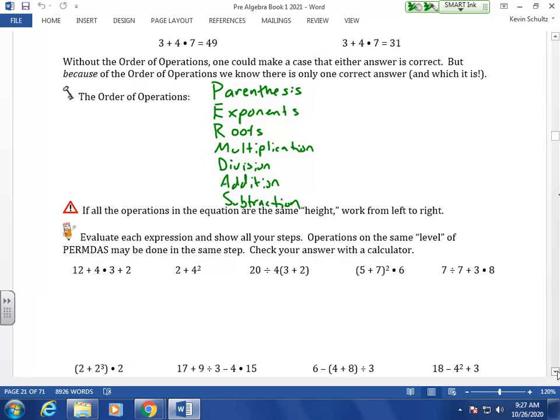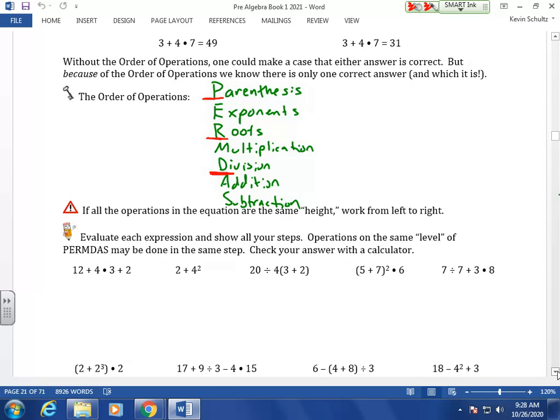Now, where people do get into trouble, because everybody, your parents, if you mention the order of operations, they'll probably say PEMDAS or PERMDAS or something like that. But where people get into trouble is they think this is the literal order. Every single time you come across an equation, you must do the operations in this exact order. That's actually not true. There are different levels to this, so we can put a separator between division and addition, between roots and multiplication, and then between parentheses and exponents.